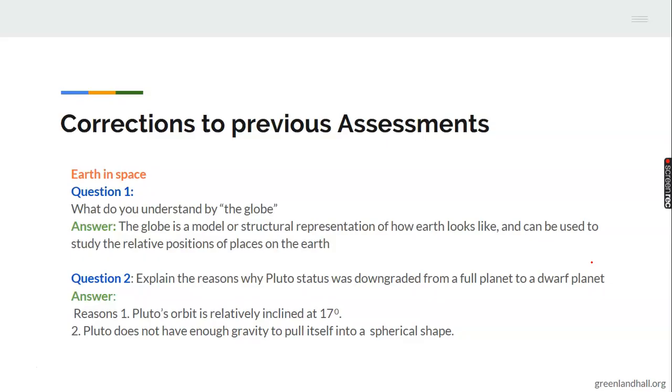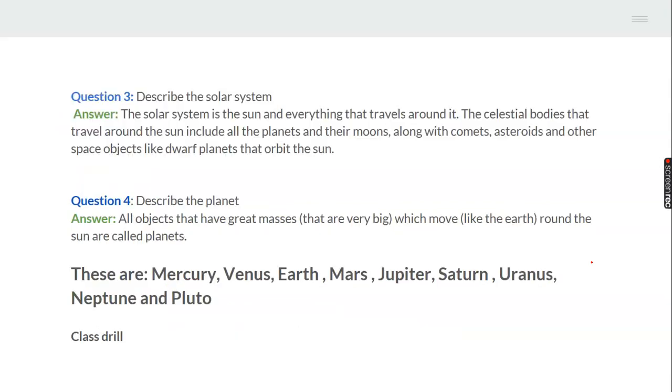So before I continue, I would like to talk about the corrections to previous assessments that we've done so far. Okay, I must commend you. I'm really blown away by your performance. Looking at the multiple choice questions, none of you scored below 5, whether it's over 10 or over 20 for only multiple choice. I'm so delighted that you made it very well.